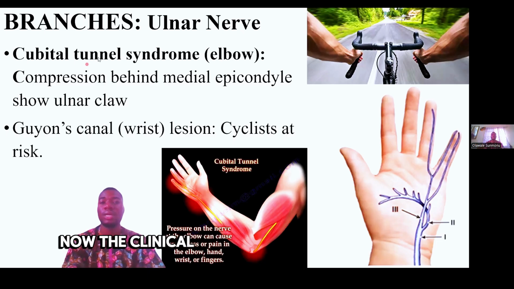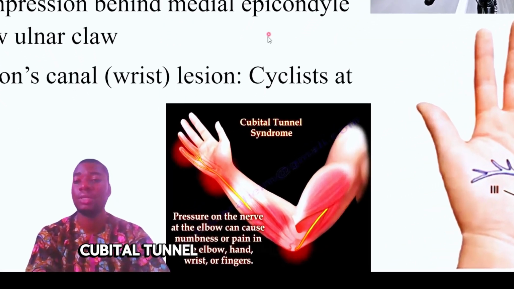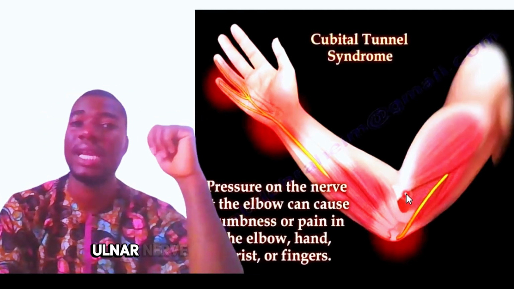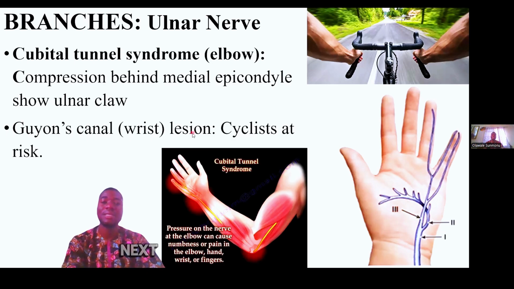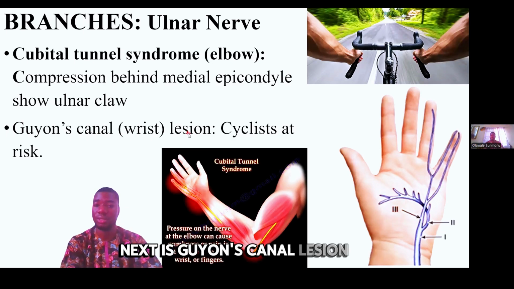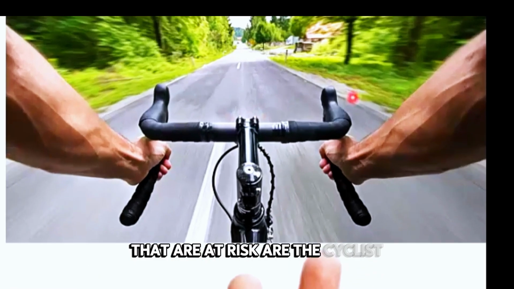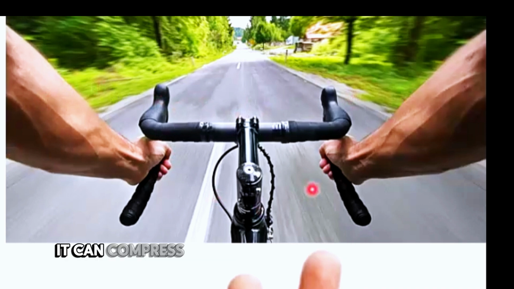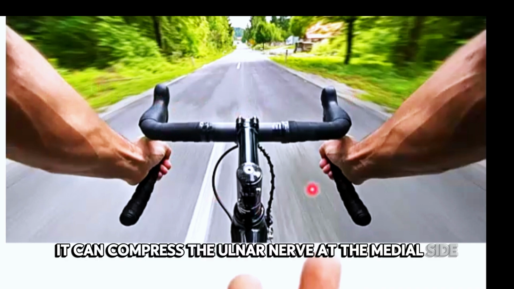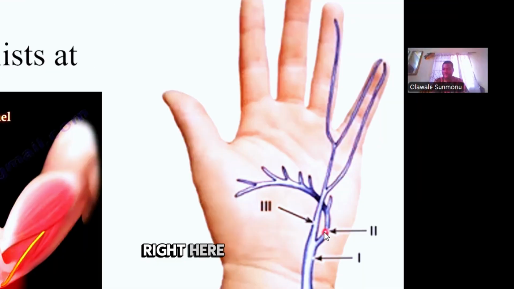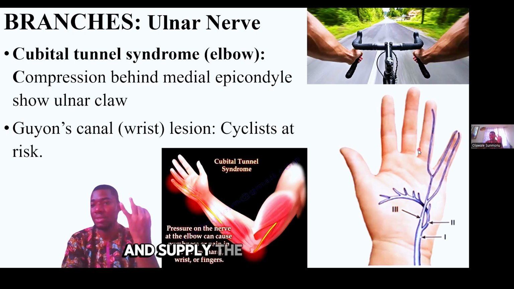Now the clinical correlates affecting the ulnar nerve. Cubital tunnel syndrome, right at the elbow, is because of compression of the ulnar nerve behind the medial epicondyle. Next is Guyon's canal lesion. The people most at risk are cyclists, because of the way their hand is positioned, it can compress the ulnar nerve on the ulnar side. Look at the course of the ulnar nerve right here on the ulnar side, and then it gives a branch to the palm and supplies the medial two fingers, that's the little finger and half of the ring finger.